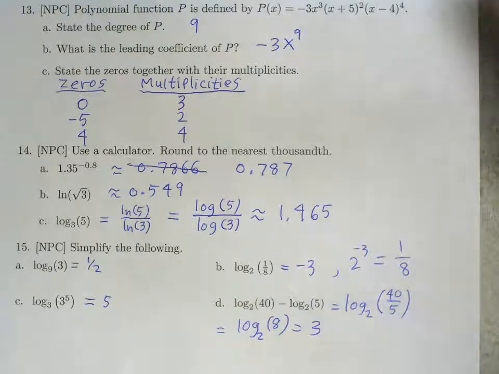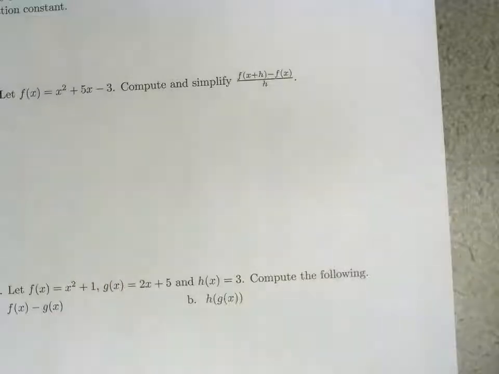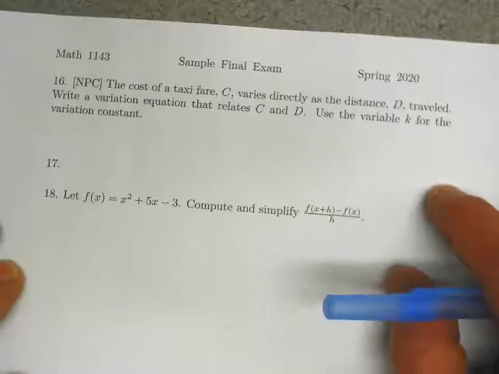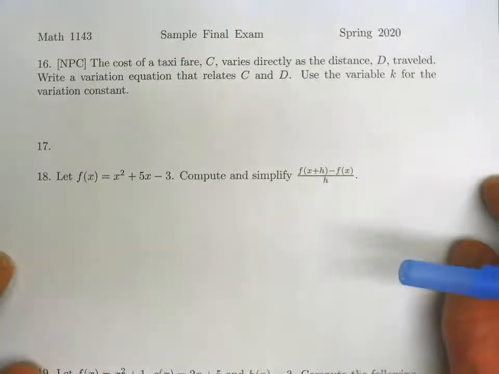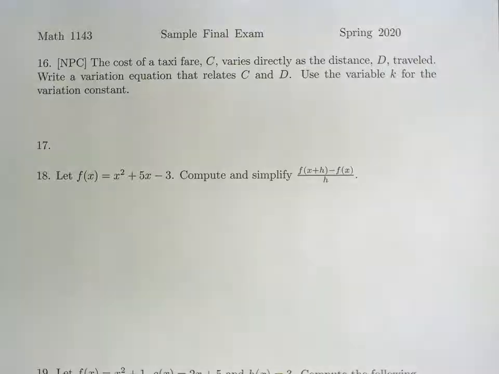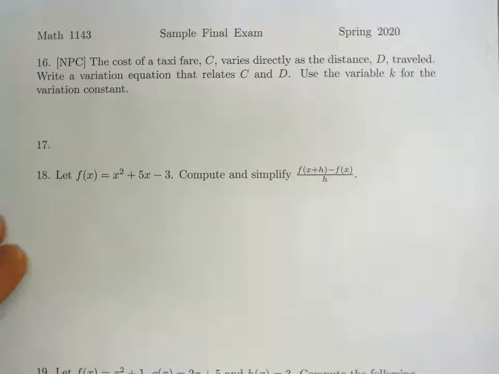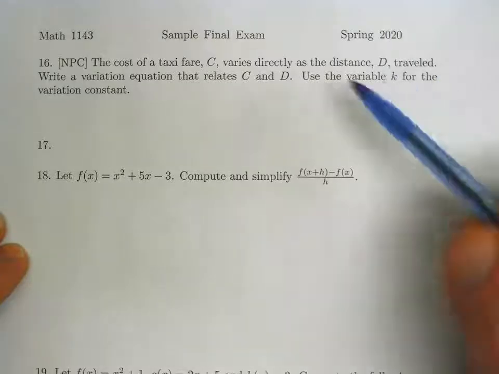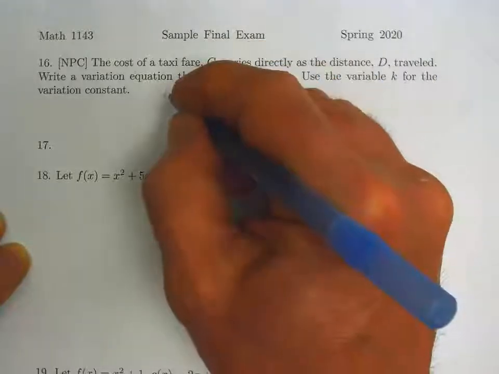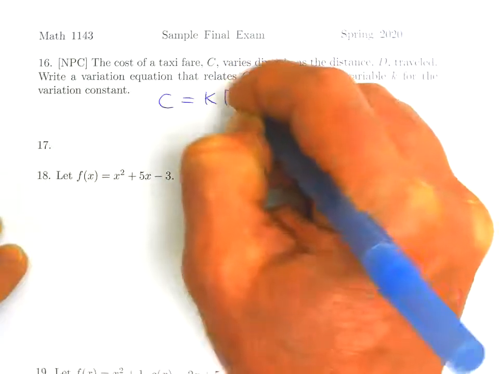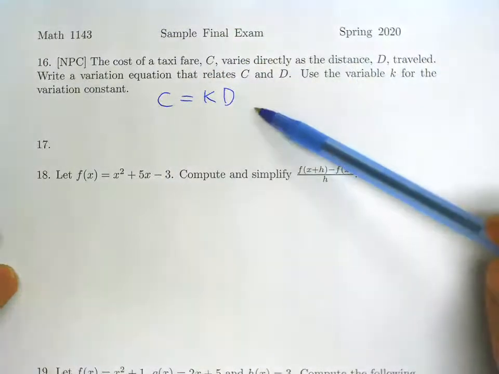Okay, the next page, number 16. The cost of a taxi fare, capital C, varies directly as the distance, capital D, traveled. Write a variation equation that relates C and D and use the variable K for the variation constant. If the variation is direct, then it's just C equals K times D. That's all you have to do for that one.